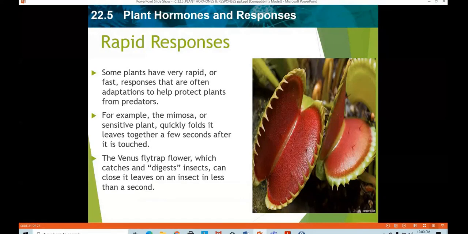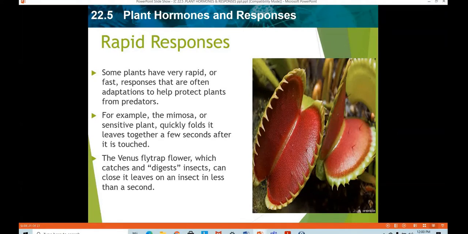For example, the mimosa or sensitive plant quickly folds its leaves together a few seconds after being touched. This mimosa plant is also known as the touch-me-not plant. I'm sure you've come across it. Whenever you try to touch its leaves, just seconds after you touch it, it tries to close itself.